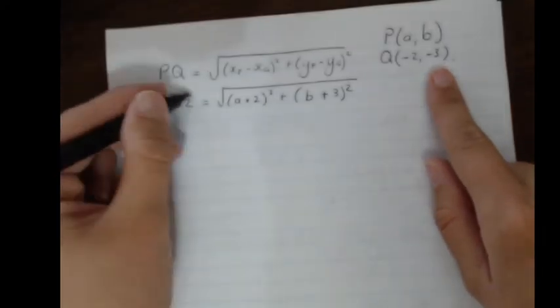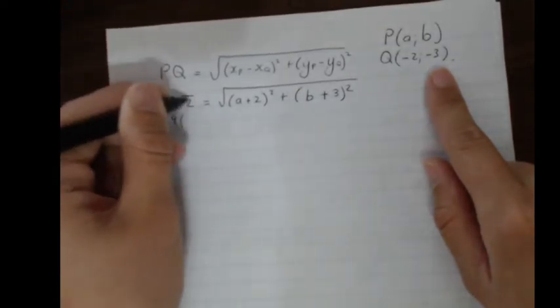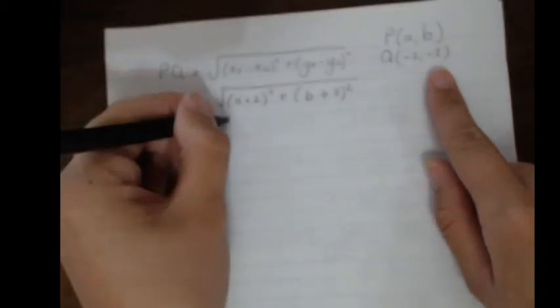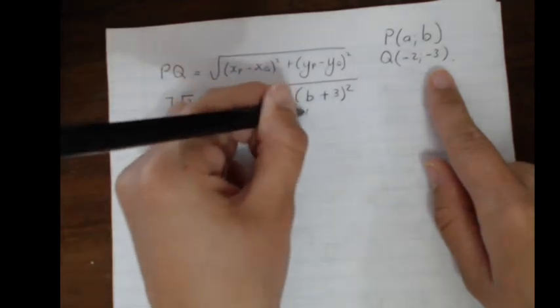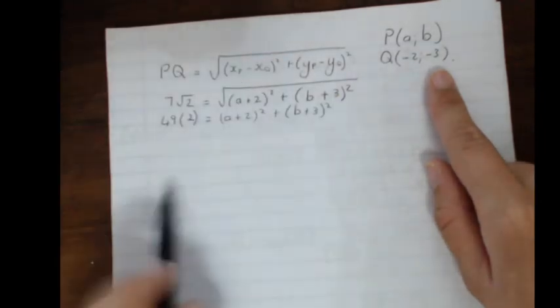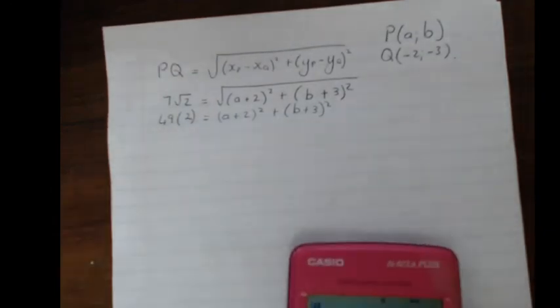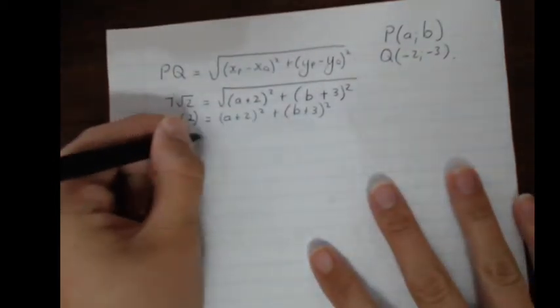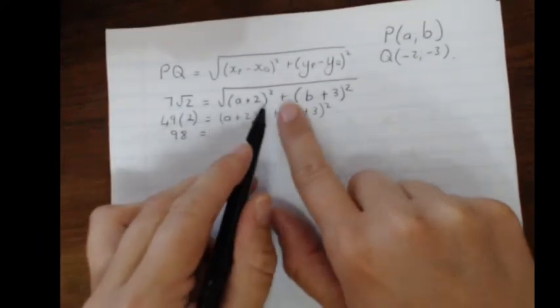So if I take this square, 7 squared is 49, and root 2 squared is going to be 2, and then I'm rid of this square root, so I have (a + 2) squared plus (b + 3) squared, and 49 times 2 is 98, I suppose. 98, yes. Okay, so 98 is equal to, and I'm going to multiply these two brackets, (a + 2) times (a + 2).